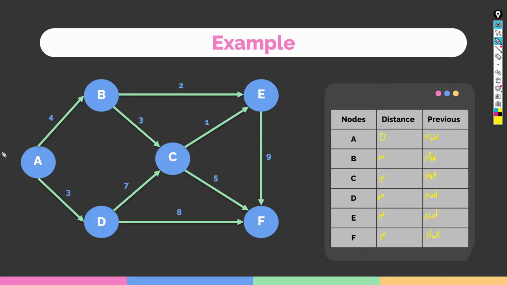Okay, so now what is the smallest distance here? It's A, right? Because it's 0 and others are all infinity. So from A we can go to B and D. So B's value will be changed to 4 and D's value changed to 3. Now B and D came from A, so previous will be changed to A.